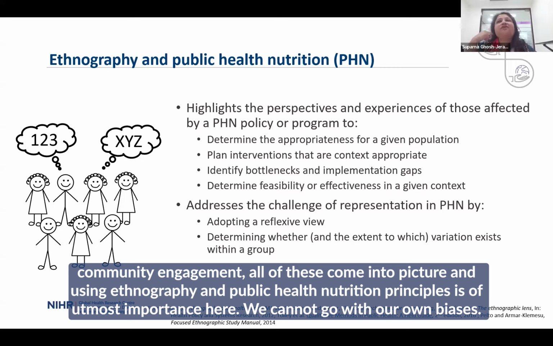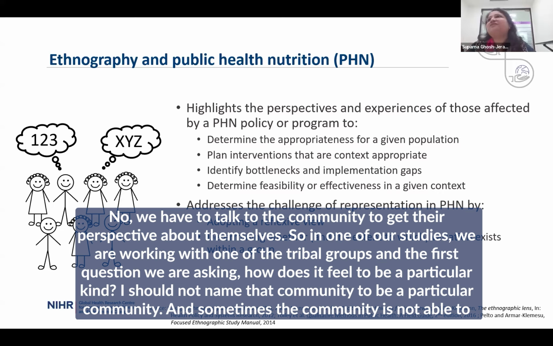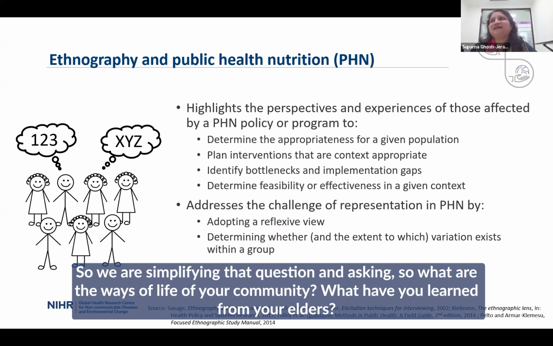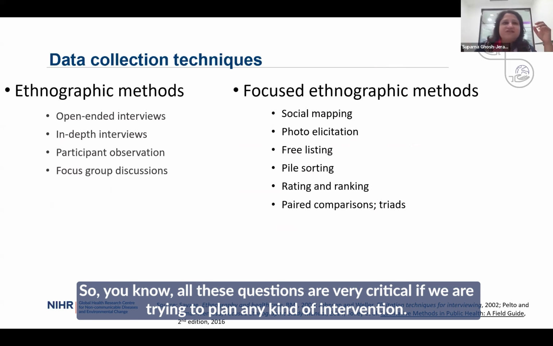We cannot go with our own biases that, oh, this is a tribal community, I've read a lot about the tribal community and they are this and that. No, we have to talk to the community to get their perspective about themselves. So, in one of our studies, we are working with one of the tribal groups, and the first question we are asking is, how does it feel to be a particular kind? I should not name that community. And sometimes the community is not able to link that question. So, we are simplifying that question and asking, what are the ways of life of your community? What have you learned from your elders? So, all these questions are very critical if we are trying to plan any kind of intervention.